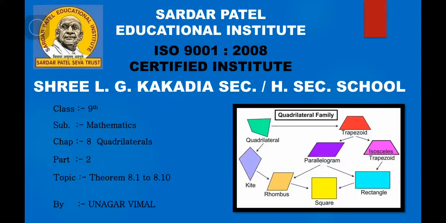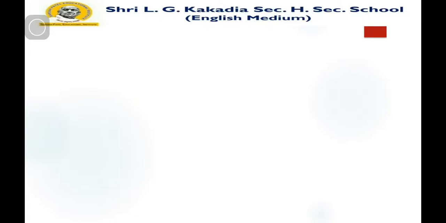Now we are going to talk about some theorems from this chapter that may be asked in the exam, some important theorems, and also some properties based on these theorems that we are going to study here. In this lecture, we are going to study the properties of a parallelogram. Now, how can we say that any given quadrilateral is a parallelogram?